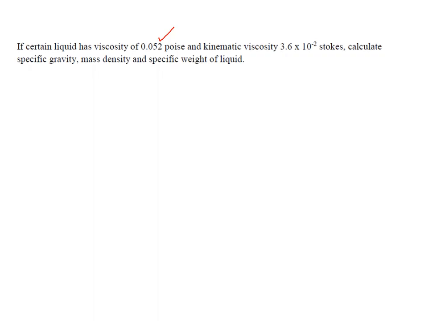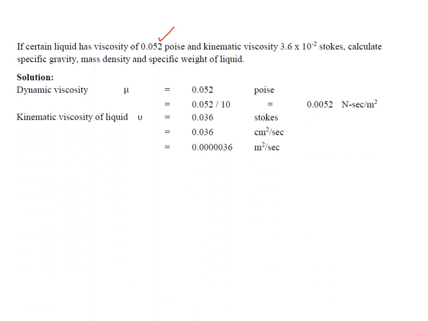So dynamic viscosity, you are dividing by 10 because it is given in poise, so it is 0.0052 Newton second per meter square. You know that 3.6 into 10 raised to minus 2 Stokes is 0.036 Stokes. If one Stoke is centimeter square per second, I have to divide by 100 square so that I will get meter square per second. So this is how it is calculated in meter square per second. Now I need specific gravity, mass density and specific weight.